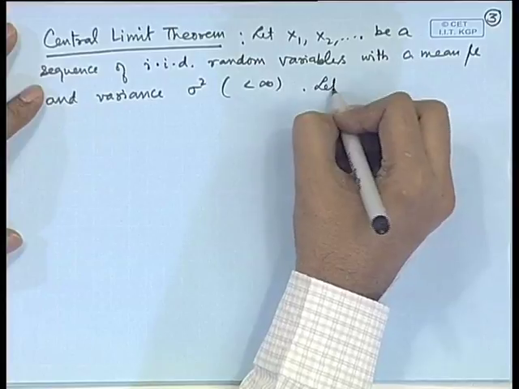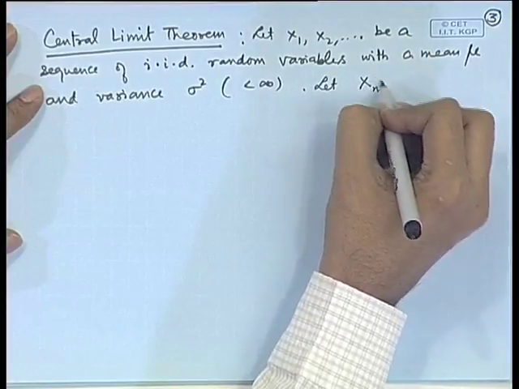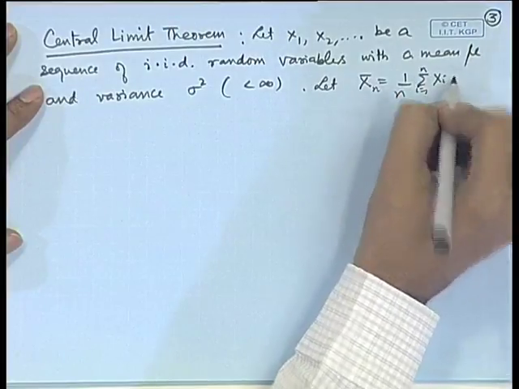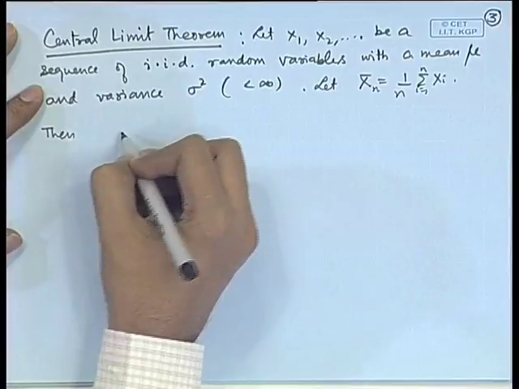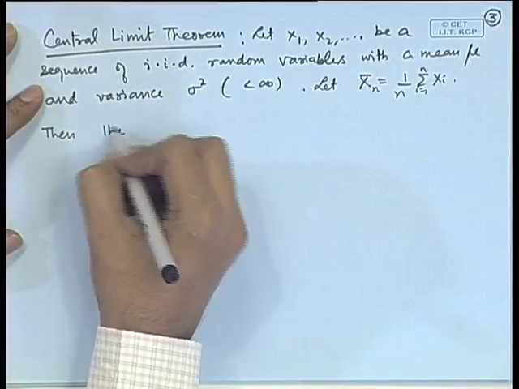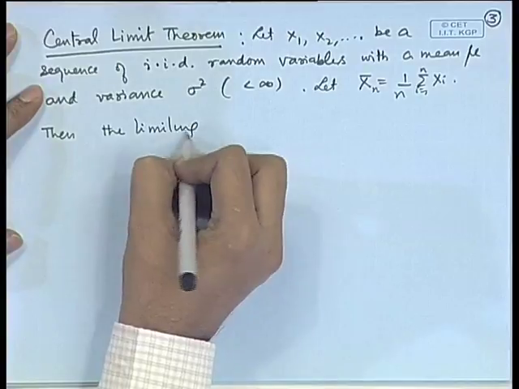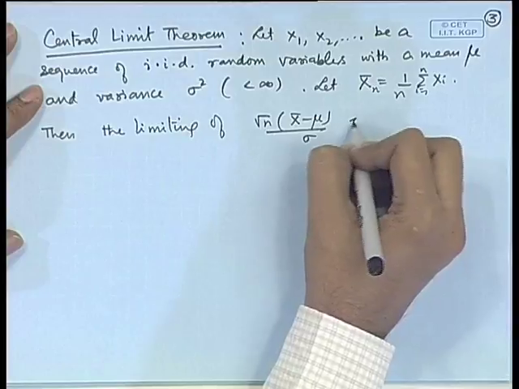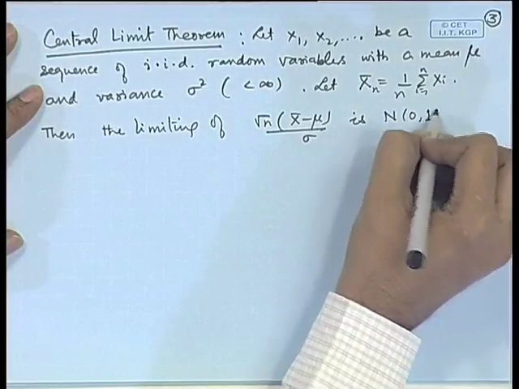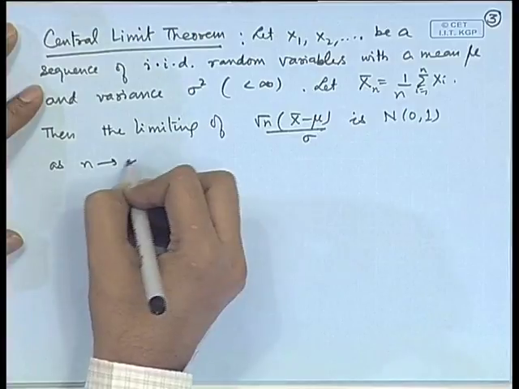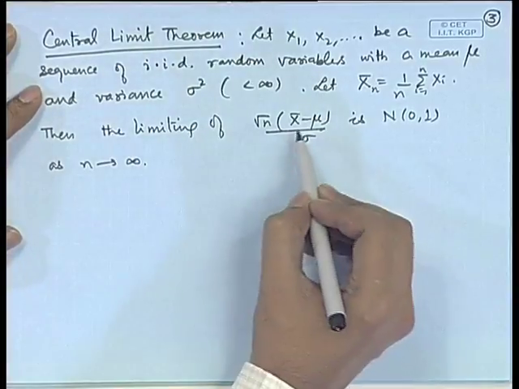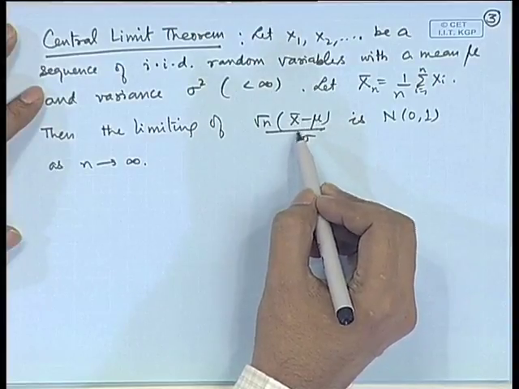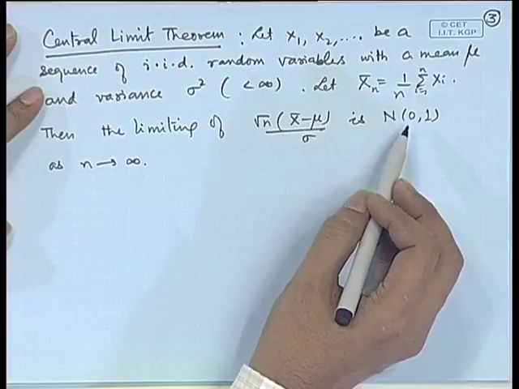So, if we are assuming that say x n bar is the mean of the n observations, then the limiting distribution of root n (x bar minus mu) by sigma is normal 0 1 as n tends to infinity. That means the standardized sample mean has a limiting standard normal distribution.